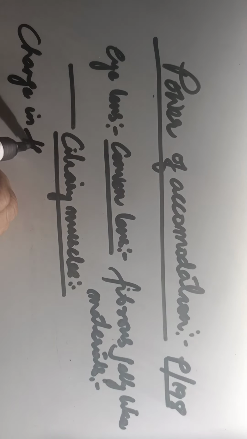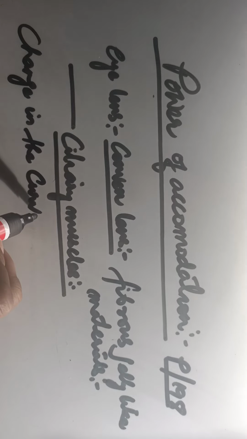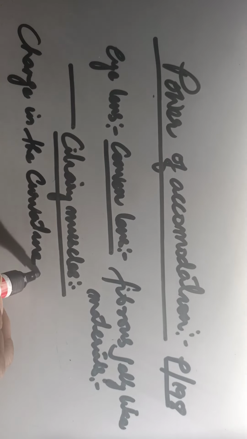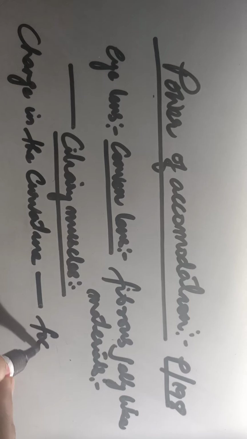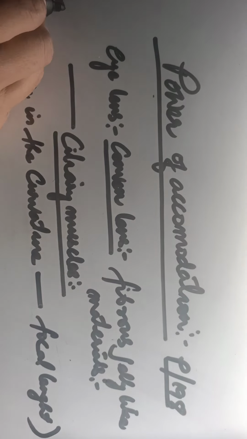Change in the curvature can change what? Can change the focal length. Now, this is one area where you have to concentrate. Change in the curvature can change the focal length. Once again, I'll read. The change in the curvature of the eye lens can thus change its focal length. Please keep in mind change in focal length. That word you keep in mind. Why the change is important, I'll let you know.